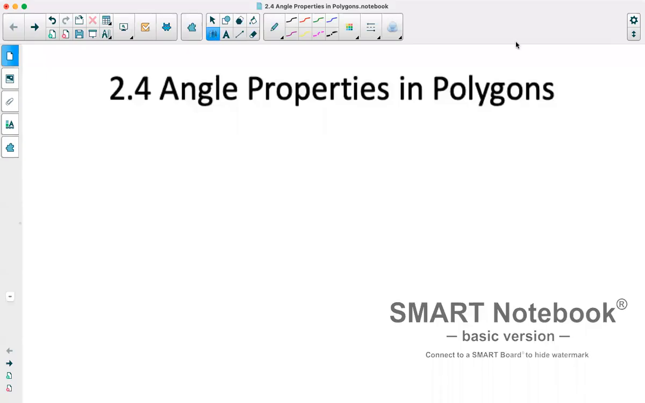Hi, today we're looking at section 2.4, which is angle properties in polygons. So in the last section, we dealt with the interior angles of a triangle adding to 180 degrees. Today, we're looking at the interior angles of any polygon.